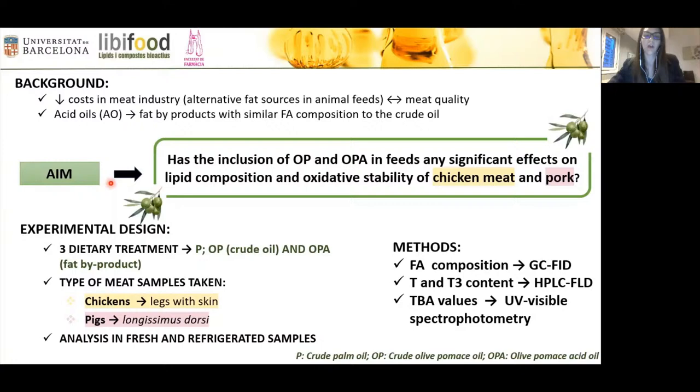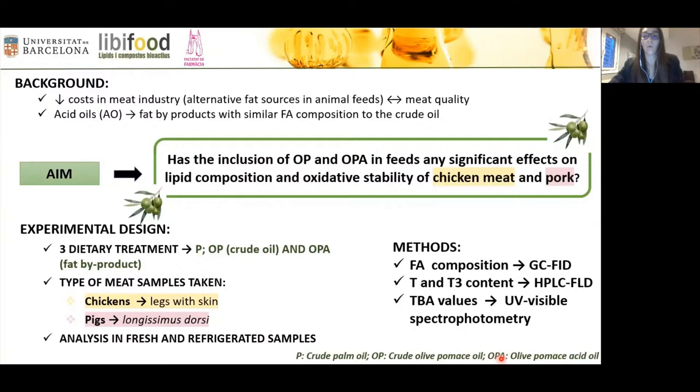Has the inclusion of olive pomace oil, which is the crude oil, and olive pomace acid oil, which is the fat byproduct, in feeds any significant effects on lipid composition and oxidative stability of chicken meat and pork? To answer this question, we performed two different studies, one in pigs and the other in chicken. In both cases, we used three dietary treatments: crude palm oil, crude olive pomace oil, and olive pomace acid oil.